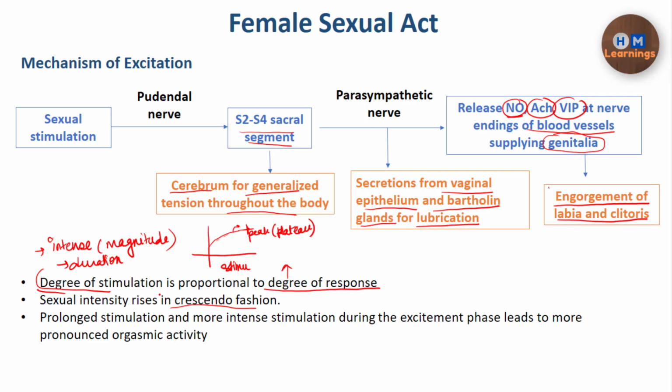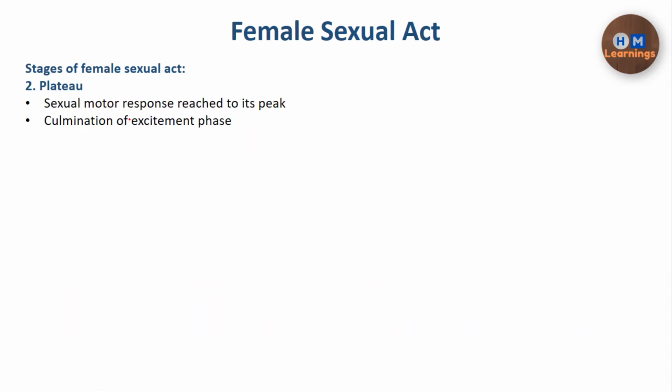So degree of stimulation is basically including what is the magnitude of the stimulation and how long the stimulation is being done, and ultimately more stimulation and more intense stimulation during the excitement phase leads to more pronounced orgasm activity. That is basically more pronounced motor response in the female. So the longer and more intense the excitement phase is, the more pronounced orgasm activity is going to happen in the female. Now we will switch on to the next phase, which is the plateau phase.